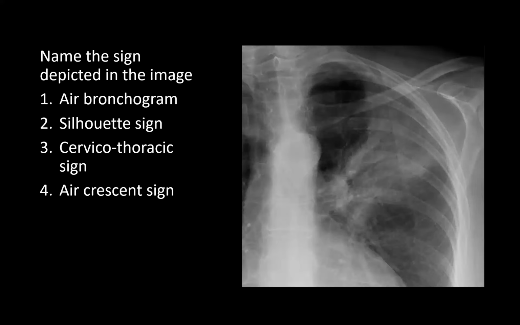In this X-ray, you've been asked to name the sign depicted in the image. You may get a history of fever, of cough, of chest pain. Your options are an air bronchogram, silhouette sign, a cervicothoracic sign, or an air crescent sign. So here, this is an air bronchogram.